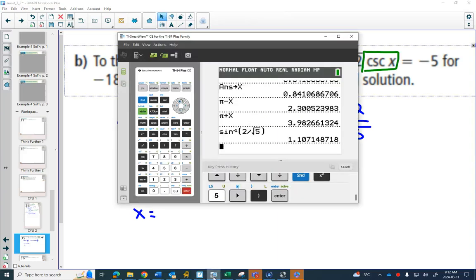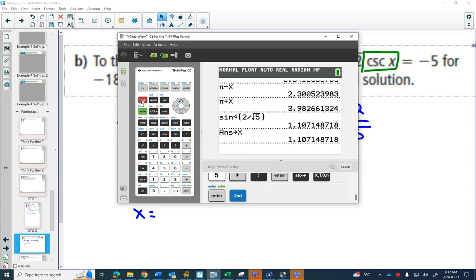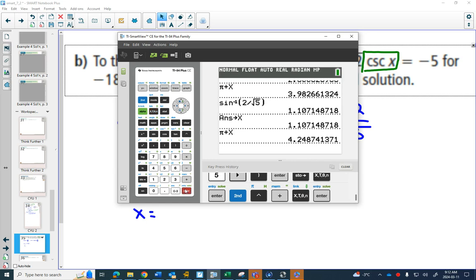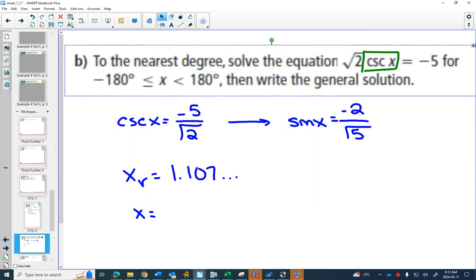So again, I'll go to my calculator. I'm going to save my reference angle as x. And in quadrant 3, it would be pi plus x. And in quadrant 4, it would be 2 pi minus my reference angle. So I get 4.248. What does it ask us to round to? To the nearest degree.